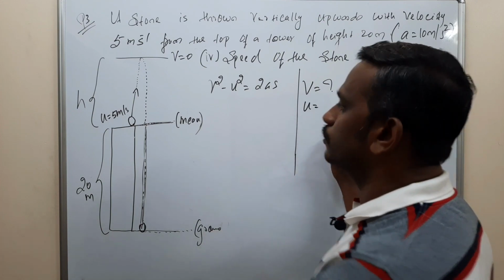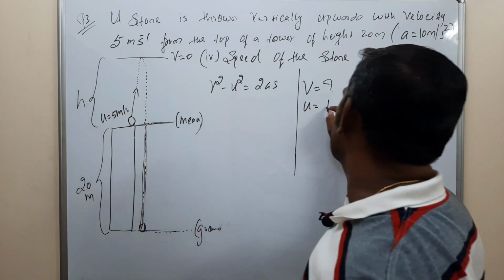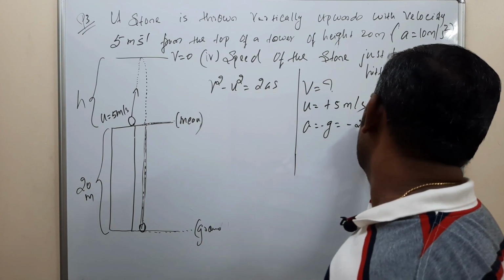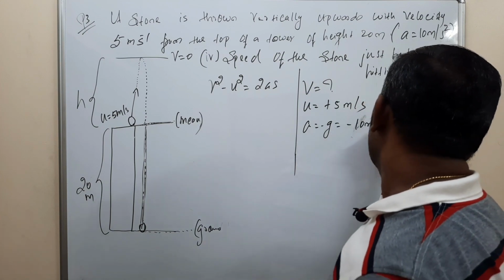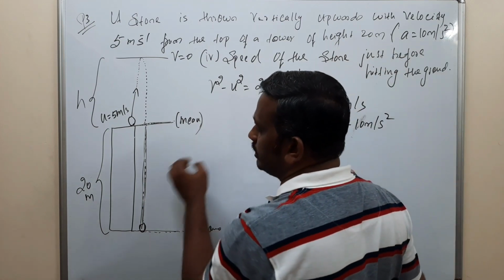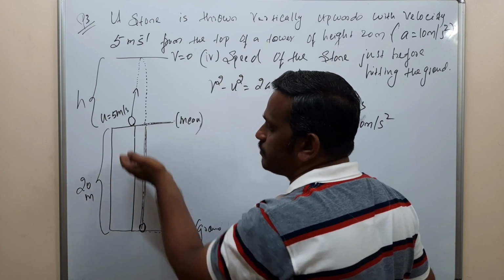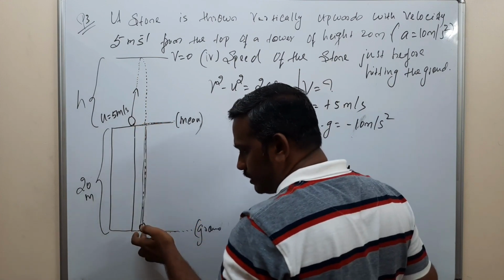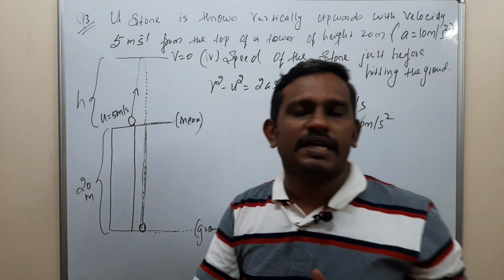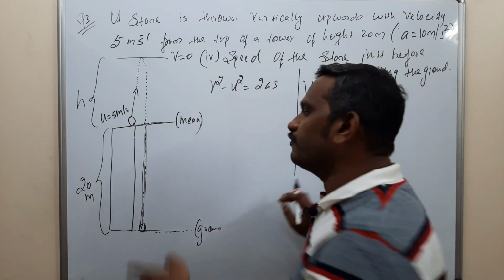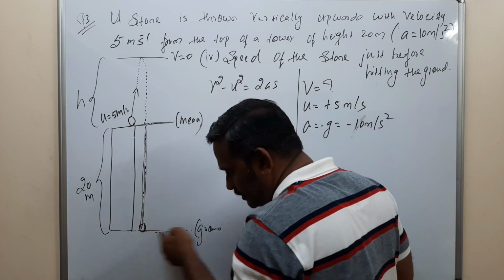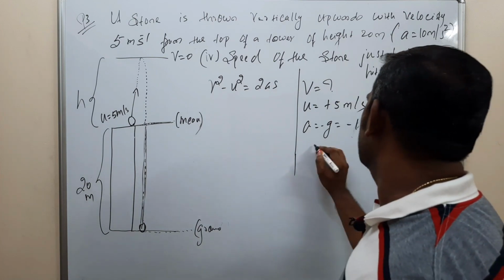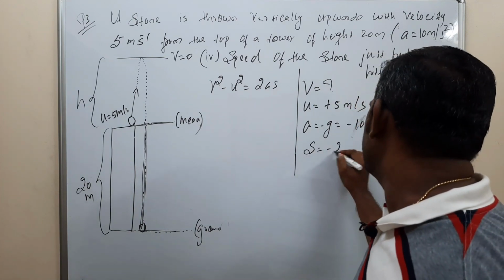So u is equal to 5 meters per second, since the ball is projected with vertical velocity 5 meters per second. a is equal to minus g, equal to minus 10 meter per second square. So what is s? This is the displacement. Displacement is nothing but the distance between the starting point and the final point. This is the starting point and this is the final point. That distance is 20. For downward motion, s is equal to minus 20 meter.